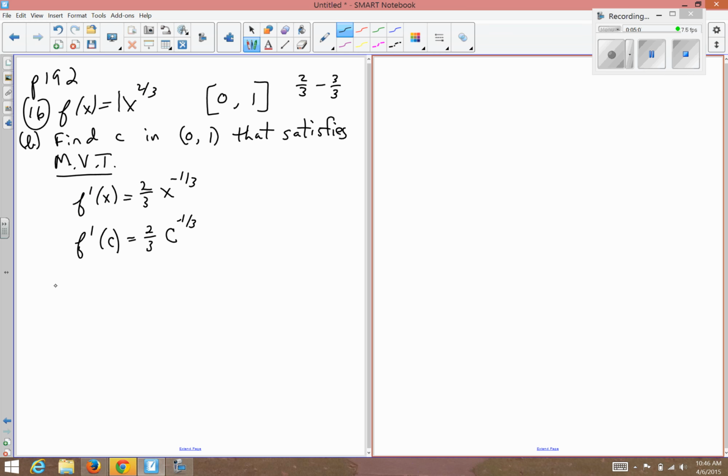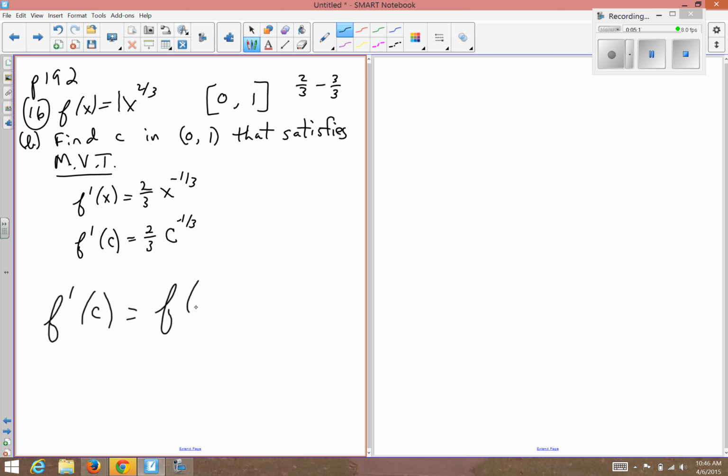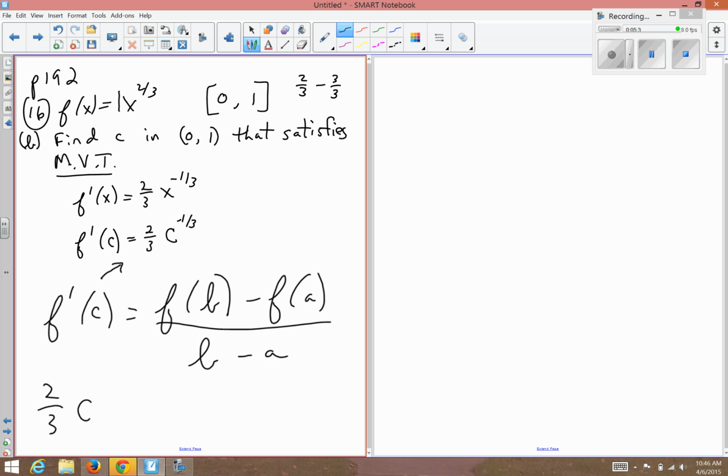So the mean value theorem says there's at least one number in the interval 0 to 1 that satisfies this equation. F prime of c equals f of b minus f of a all over b minus a. In this exercise, f prime of c is right there. It's 2/3 c to the negative 1/3. The b and the a are 0 and 1.